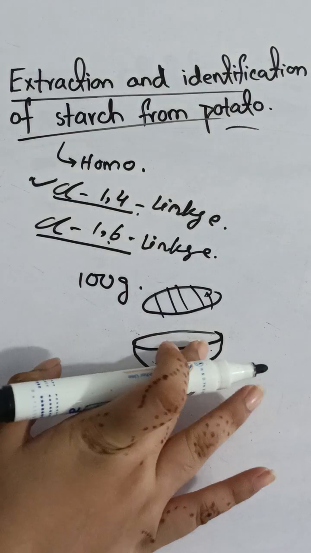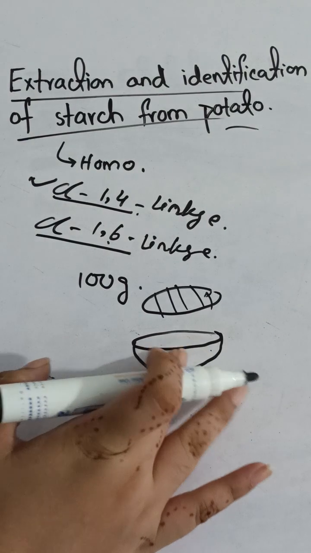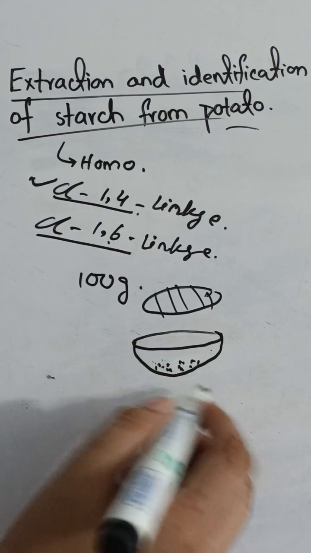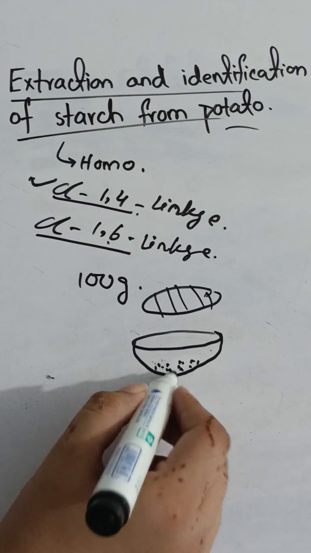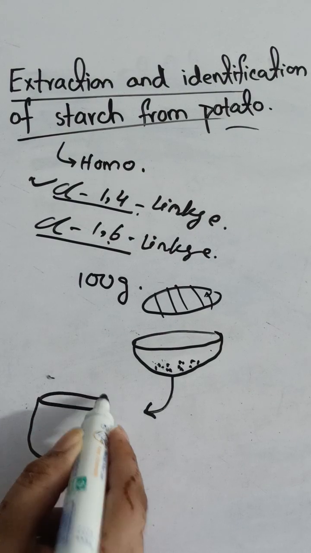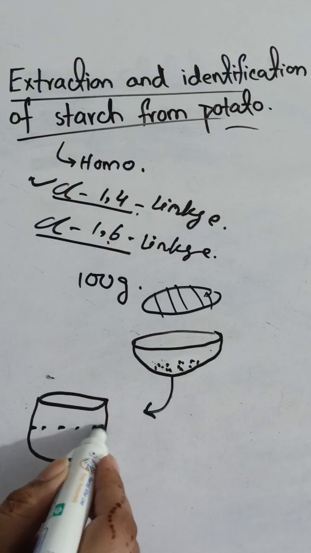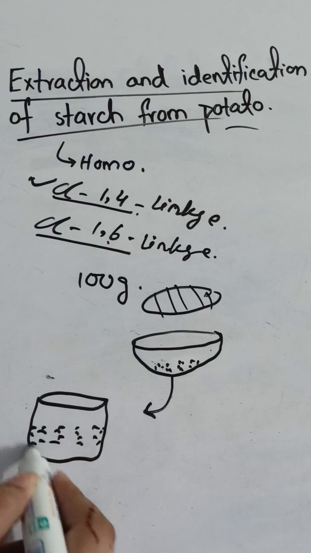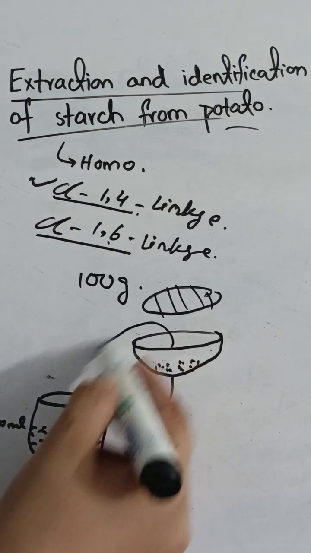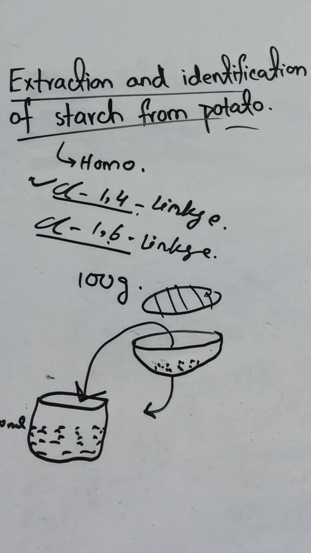When it becomes a paste like this, I am making a paste like this. So this is the paste of that slice of the potato, and then you will add it into a beaker. Here is the beaker, which is full with 100 ml of water. You will add this paste into this beaker, and then you will filter this homogenate with the muslin cloth, or you can use the filter paper here.